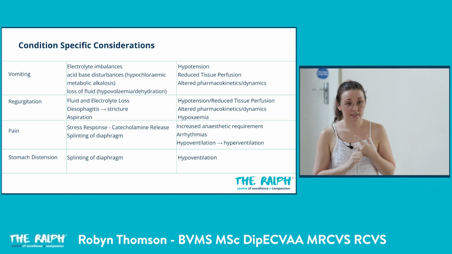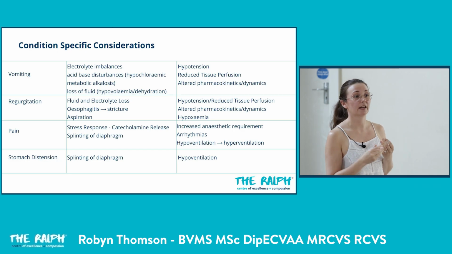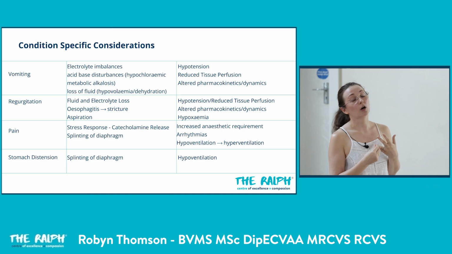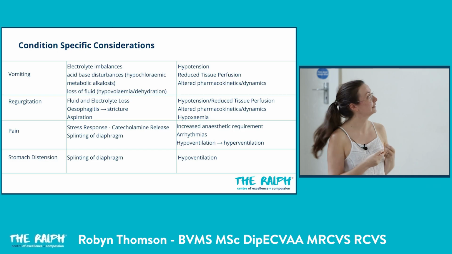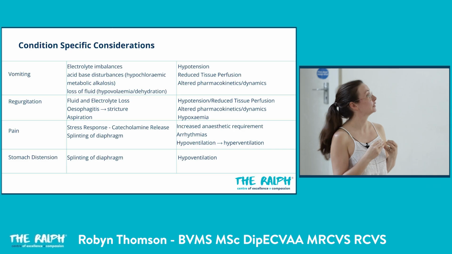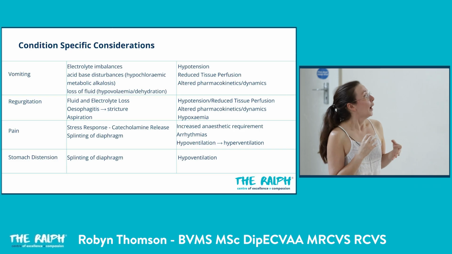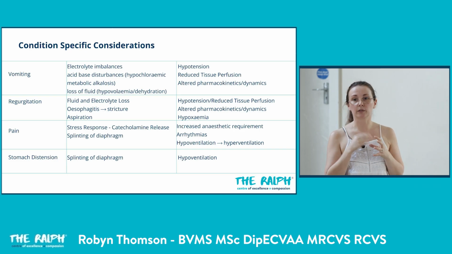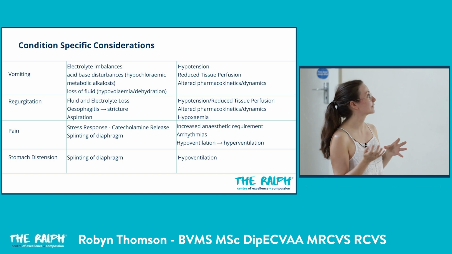So vomiting, we've already got vomiting. One of the big things that's going to be associated with vomiting is you lose electrolytes and you lose fluid. So electrolyte imbalances and acid-base disturbances are really common in these cases. And what we tend to find is they are then associated with things like hypotension, reduced tissue perfusion, and altered pharmacokinetics and pharmacodynamics. So that's a big set of considerations here that we need to think about, and then we're going to have to work out how we actually manage these.